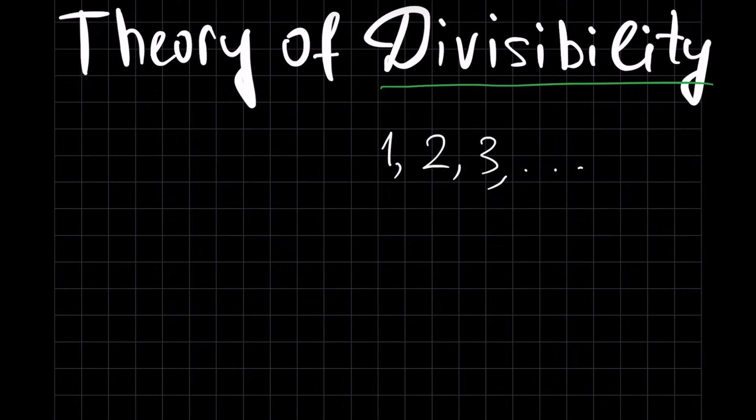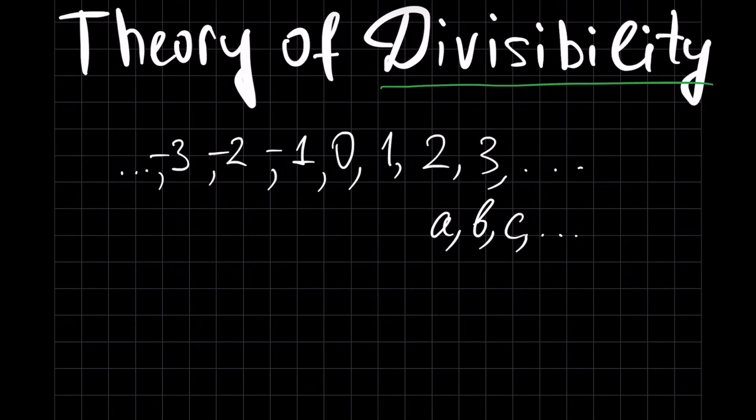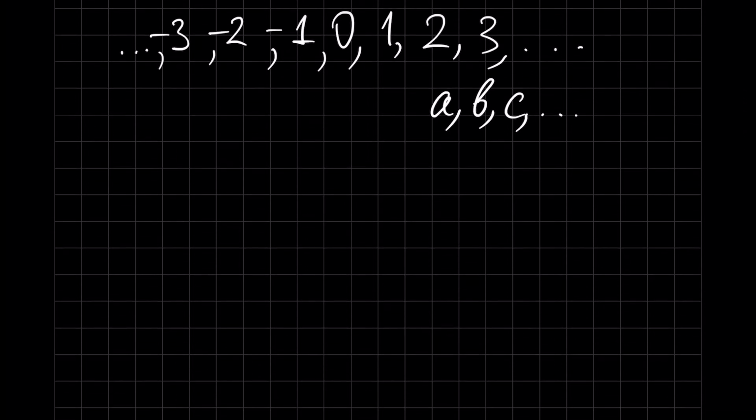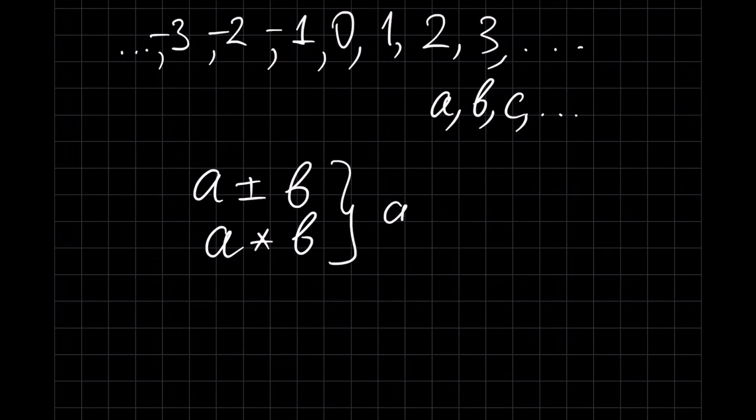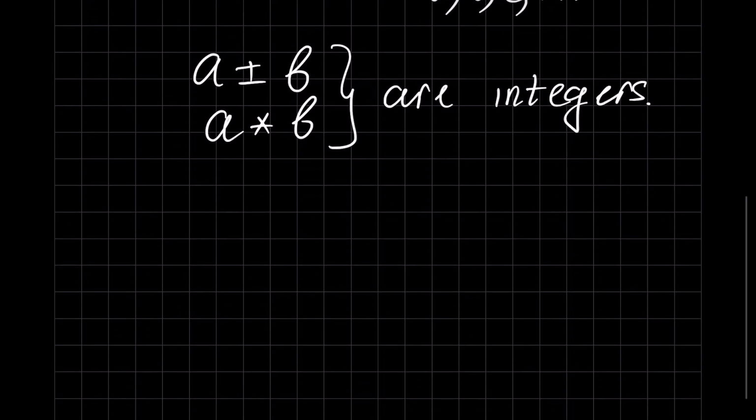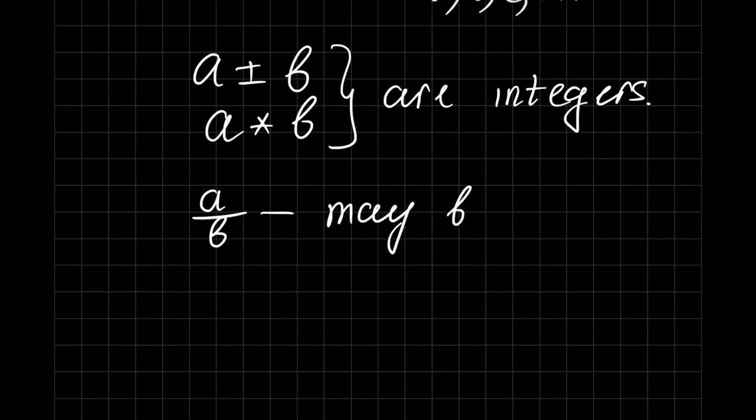Also, by integers, we understand not only natural numbers, but also 0 and negative integers, -1, -2, -3, and so on. We will denote these integer numbers by italic letters, A, B, C, and so on. As we know, sum and difference of two integer numbers and also multiplication of two integer numbers are integers. But if we divide A by B, result may be not integer.